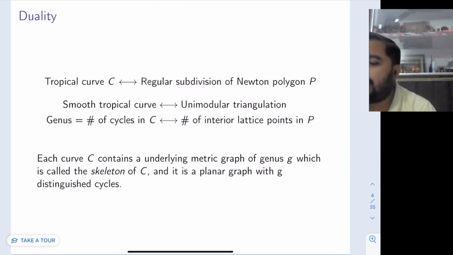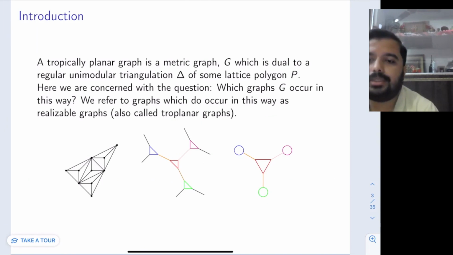Here you can also see that you can define this skeleton in terms of topology as well, as this metric graph is the one that allows a deformation retract from your tropical curve. And again, the skeleton also has G many cycles. As you saw, there were 4 cycles present in your tropical curve C, and in the underlying metric graph also there are 4 cycles. The genus in this case is 4.